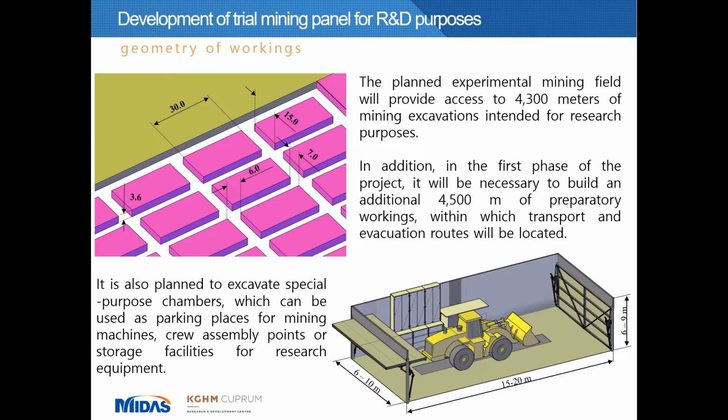Additionally, within the designed operating mining panel for R&D purposes, 8 special purpose chambers were designed. These chambers were prepared for the purposes of machinery chambers, chambers for scientific equipment and material storage, or mining chambers where the crew can stay in the period between shifts. These 8 chambers had larger dimensions, and therefore a single chamber was about 6 to 10 meters wide, 15 to 20 meters long, and 6 to 9 meters high.